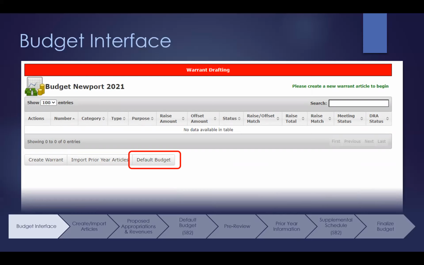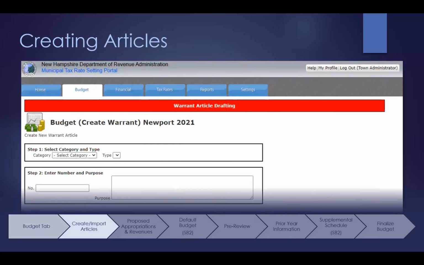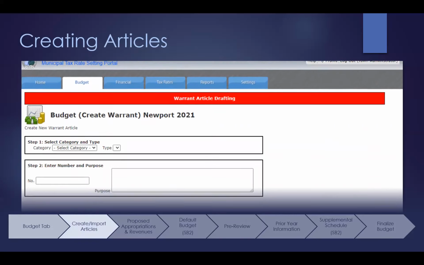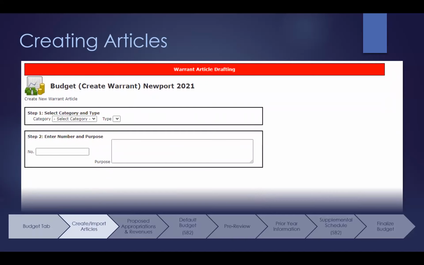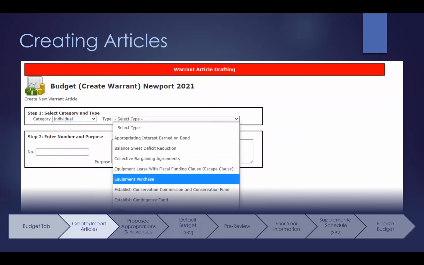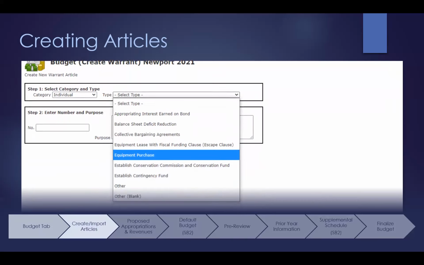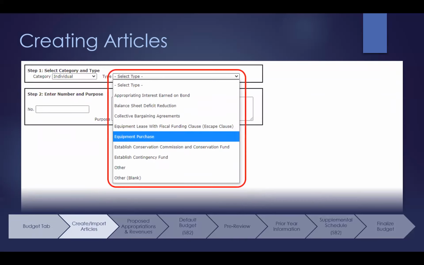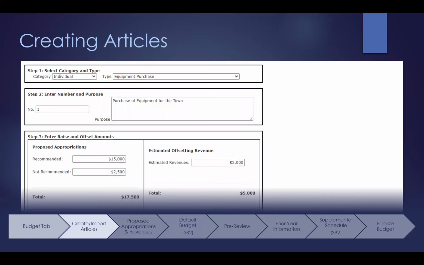So if we wanted to create warrant articles from scratch, we would click that button and be brought to the creation interface. Now, this is broken up into a couple different steps. You start by selecting a warrant article category. And then once you've chosen that, you're going to be able to select a type from the dropdown. Now, the category and type are what determine whether or not it's a monetary article, and they give you access to some template language. So once we pick the type, we'll see that we have some additional steps that appear.